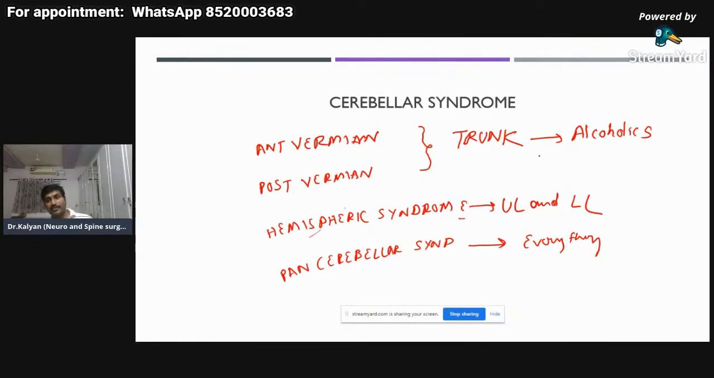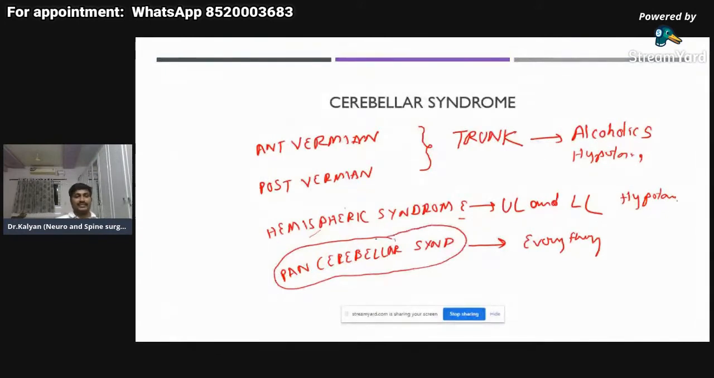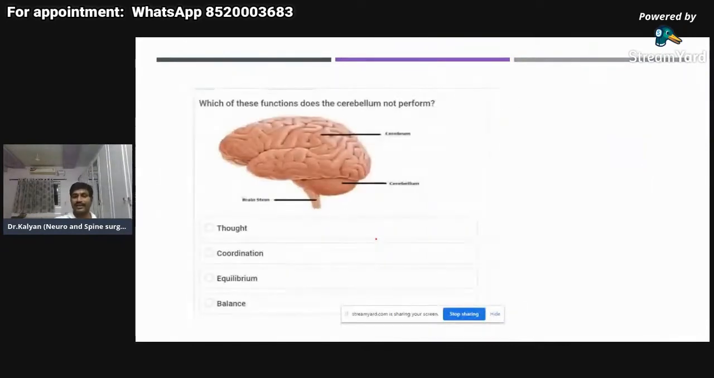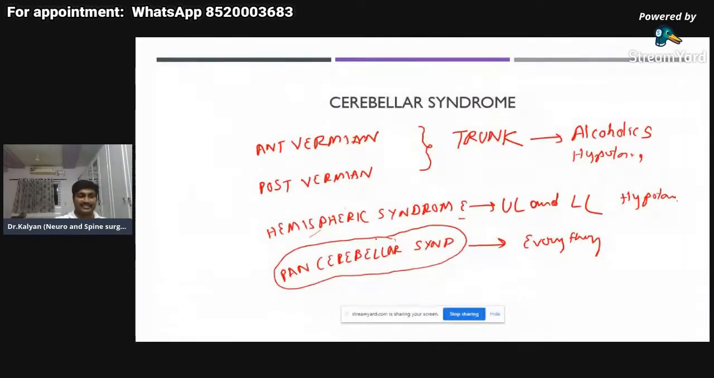And also in the Vermian syndrome, we have hypotonia in the trunk, whereas in the hemispheric syndrome, we have hypotonia in the limbs. And in the pancerebellar syndrome, we have truncal ataxia, ataxia and hypotonia of the upper limb and lower limb, nystagmus, scanning speech, everything. So this is the pancerebellar syndrome. Then comes the examination of the cerebellar functions, which I'm not going to cover now, but I'll cover in my subsequent classes.